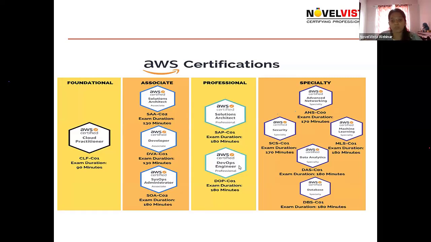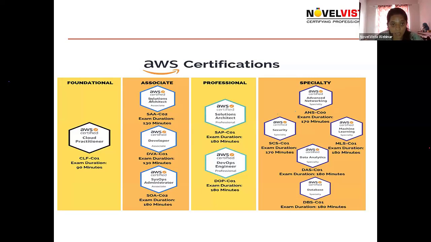Next is DevOps. As we know, DevOps is one of the currently running industries in the market. As per everyone's interest, they can go with the DevOps Engineer Professional certification. Then after that, there are specialty certifications, such as security. There are various certifications offered by AWS. There is Advanced Networking, then the AWS Security Specialty, and machine learning. They are offering certifications for machine learning as well, data analytics as well, and database related specialty as well. So these are all about AWS certifications.